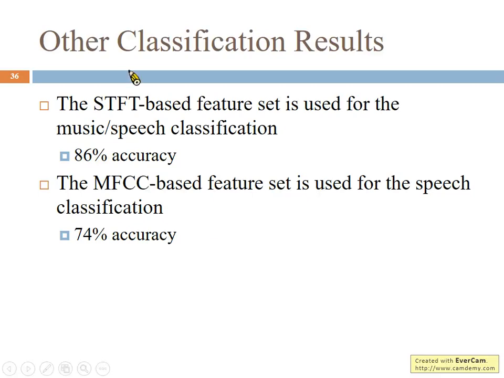Here they also present other classification results. If we just use the timbral features for music speech classification, okay, excluding MFCC, then we get 86% accuracy. And the MFCC based feature is used for the speech classification. If we just use the MFCC features to classify female, male, or sports speech, then we have 74% accuracy.